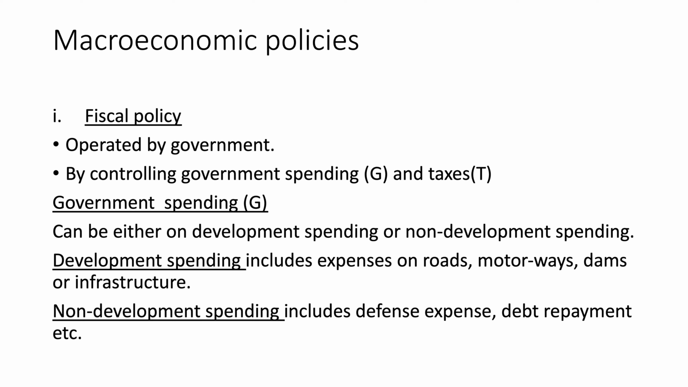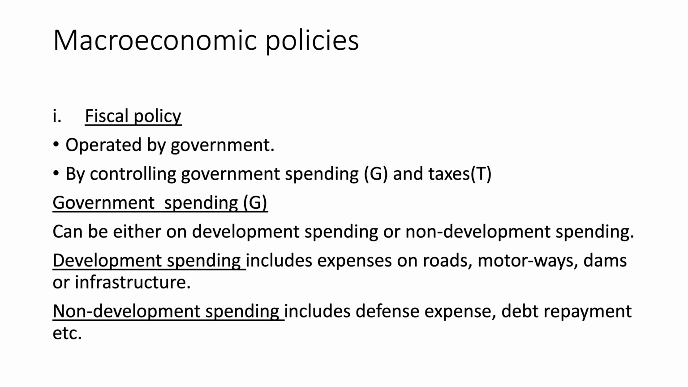Fiscal policy is operated by the government by controlling government spending and taxes. There are two tools through which the fiscal policy is operated. It is either by using the government spending, which is denoted by capital G, or the taxes, which is denoted by capital T. First, let's take a look at the government spending.